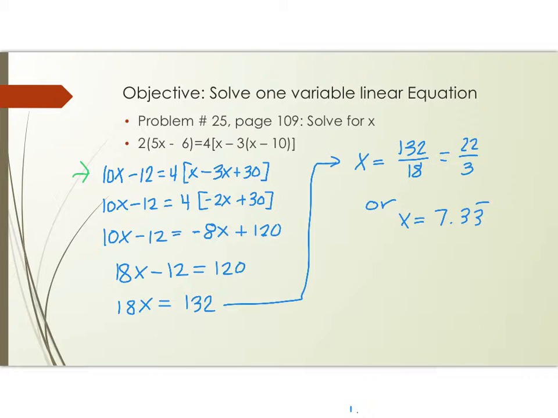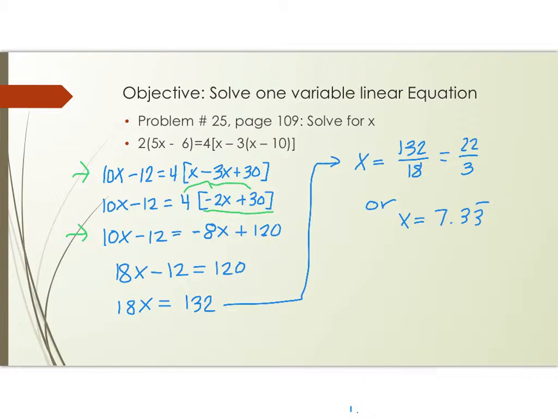The next step, of course, is to clear the bracket on the right-hand side. But before we do that, we're going to have to combine like terms inside. So we combine the x with the negative 3x, and we get a negative 2x. Now we are going to distribute the 4 through. When we do that, we leave the 10x minus 12 alone, and we get equals minus 8x plus 120.